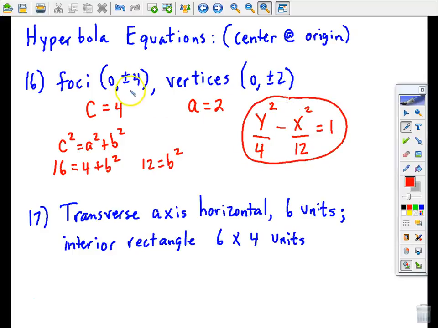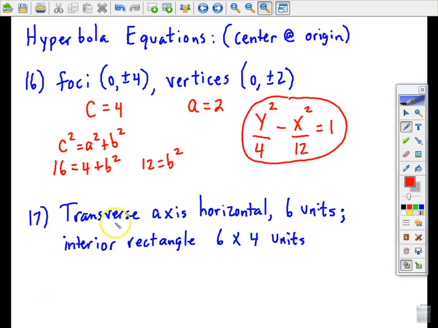So once again, identify where the foci and the vertices are for the hyperbola, either the x or the y-axis, and that will tell you which variable to lead with in your equation. And then in this case, you'll always be finding b squared when you're given foci and vertices, and you use the Pythagorean theorem to do that.